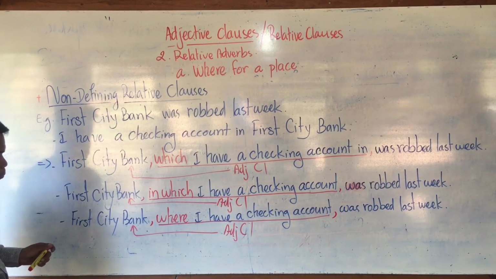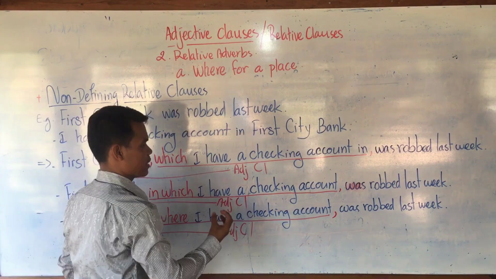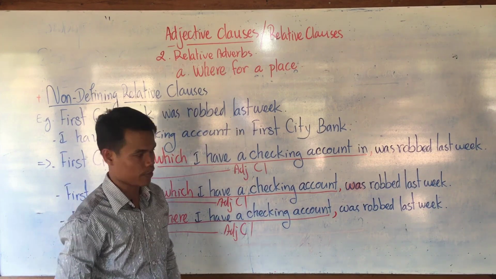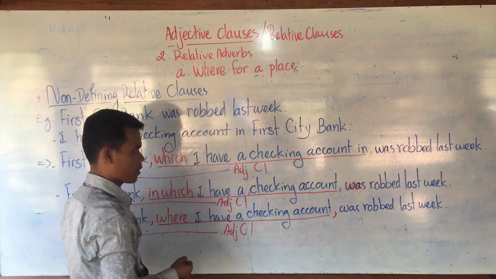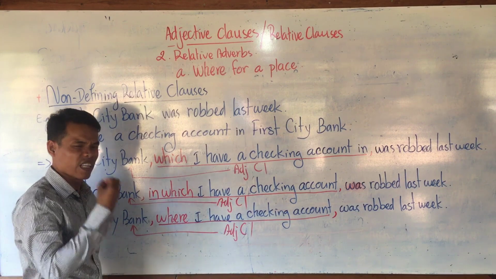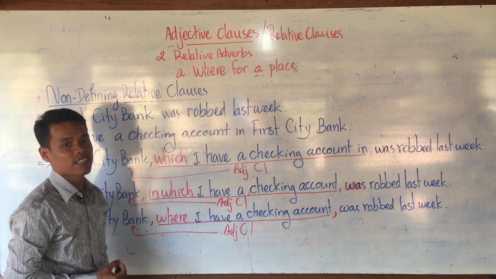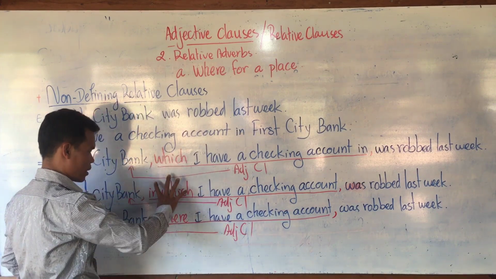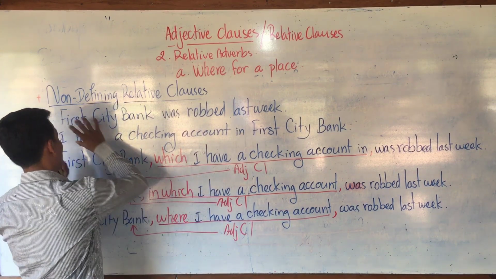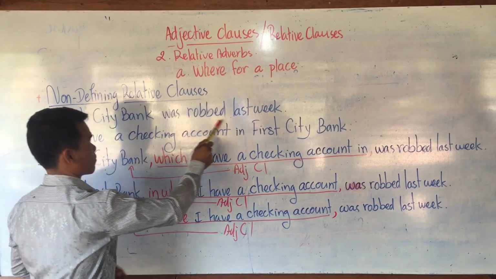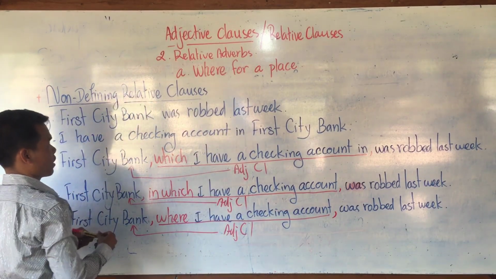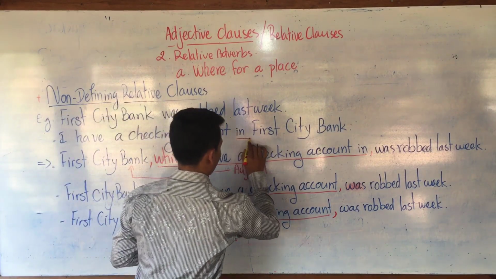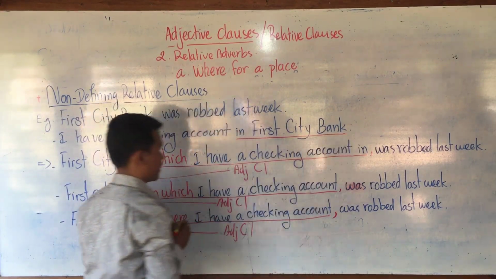Okay, again, in order to use where, first you have to think of the relative pronoun as the object of preposition. If you do not think of the relative pronoun as object of preposition, you sometimes find it difficult to understand that. Or if you understand this one, no need to write these two sentences. You can write like this by analyzing: the first city bank was robbed last week. I have a checking account in the first city bank. So first city bank and first city bank are the same thing.